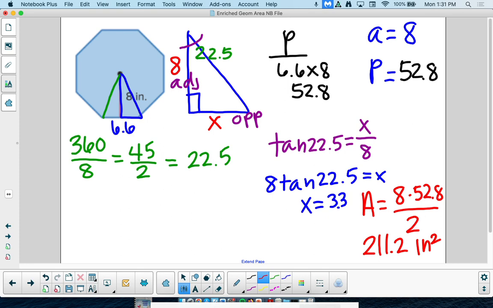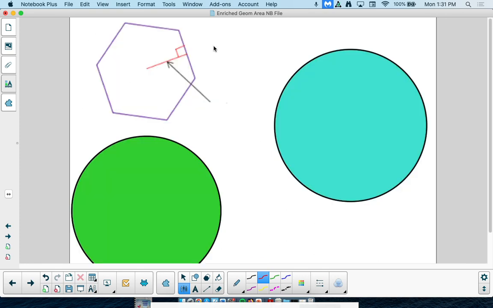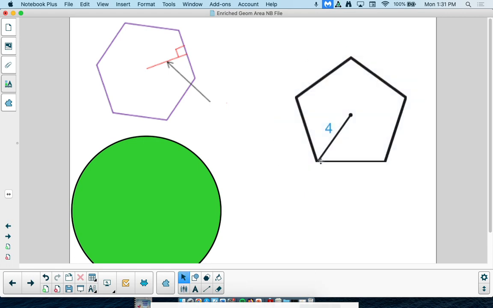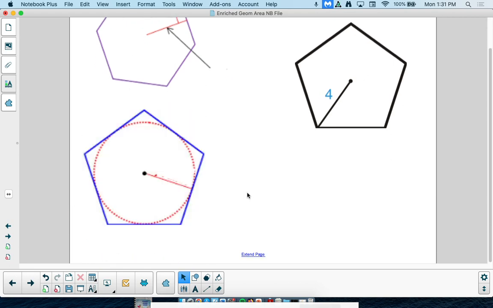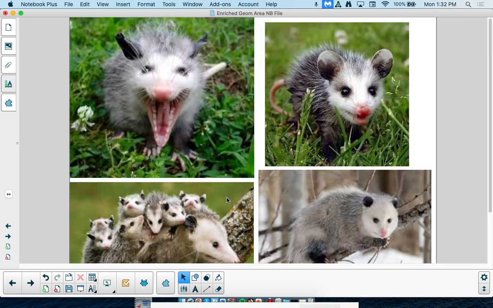Okay, just reviewing quick. What is that pointing to? That's the apothem. What about this one? Radius. Yep, that's a radius. This one? Apothem. Yep. What are these?